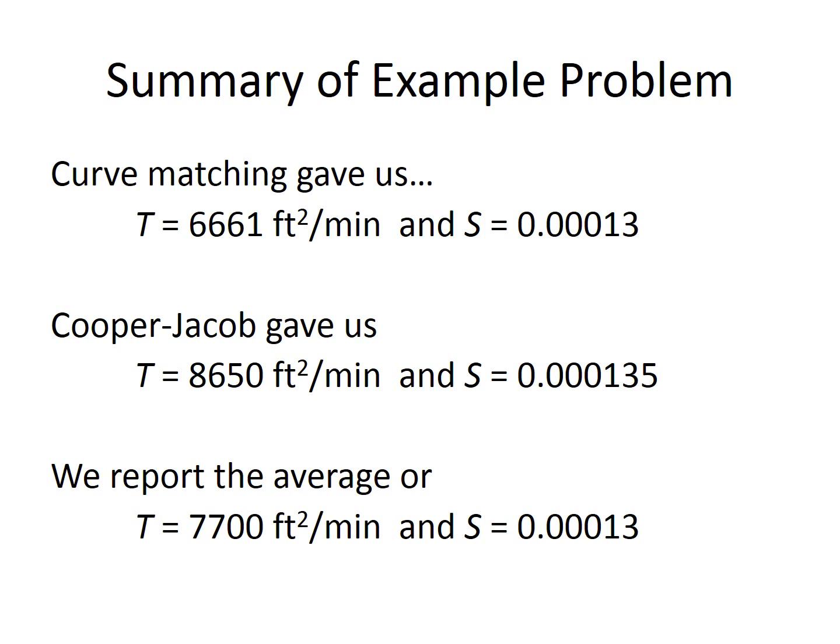It's very difficult to estimate these properties in the field. So when we report an average, I'll just use the average of the two methods and report a transmissivity of 7,700 feet squared per minute and a storativity of 0.00013. Notice that in my averaging, I only reported 2 digits because I think reporting anything more than 2 digits is giving a false sense of how precise our values are. Be sure to see the accompanying PDF files that go with this example discussion.